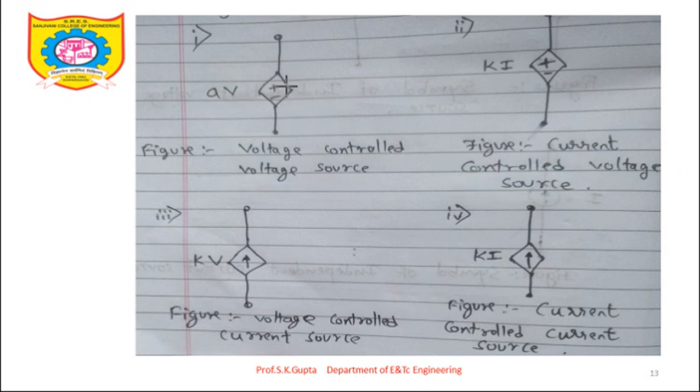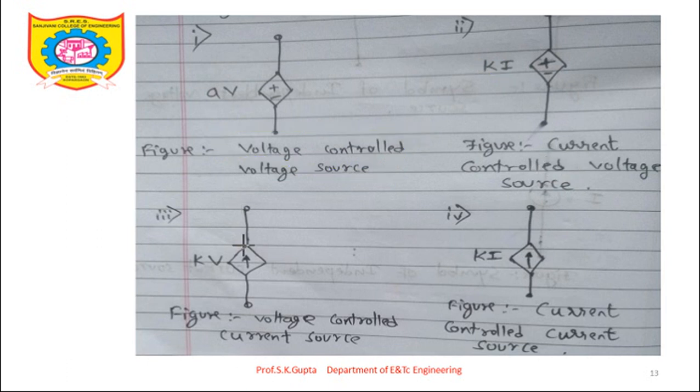Diamond means dependent source, plus minus means voltage source. If some constant times a voltage is written, it is voltage controlled, and if some constant times a current is written, it is current controlled.